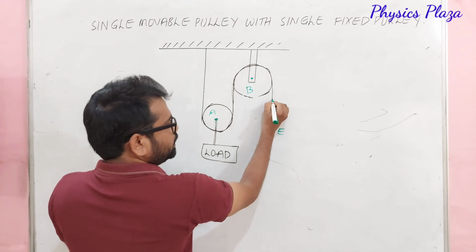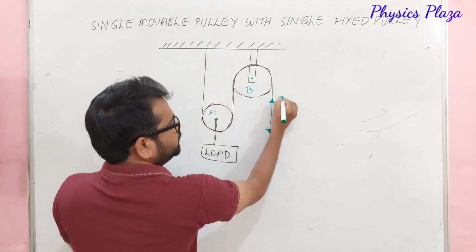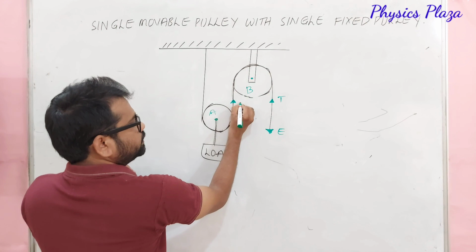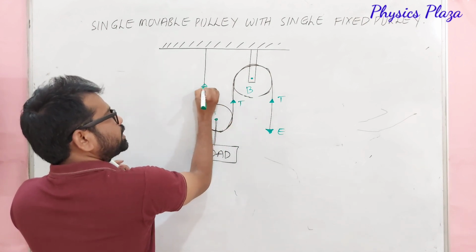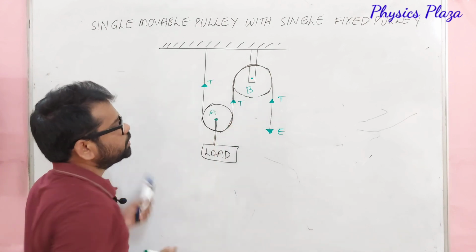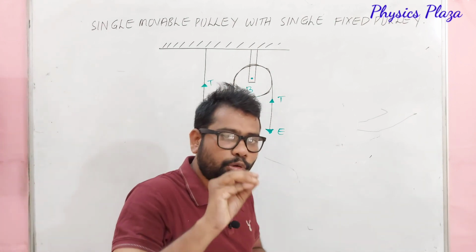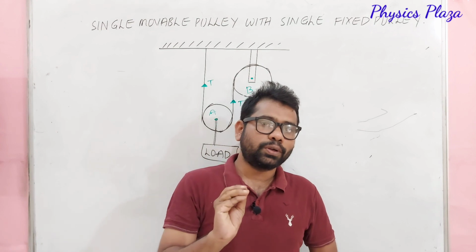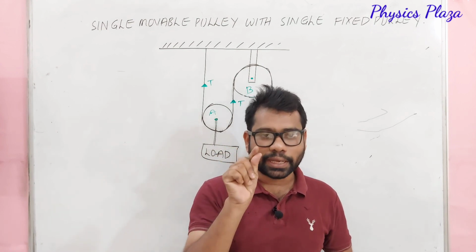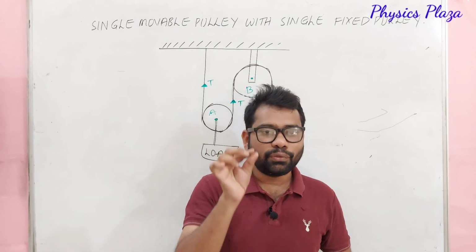So here tension will be acting upwards only, here and here tension only. Here also tension will be acting vertically upwards only. So this is how we can combine the single fixed pulley with the single movable pulley. Now what is our doubt? Will there be any change in its mechanical advantage or velocity ratio? So we need to calculate.